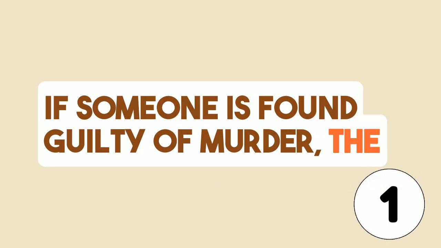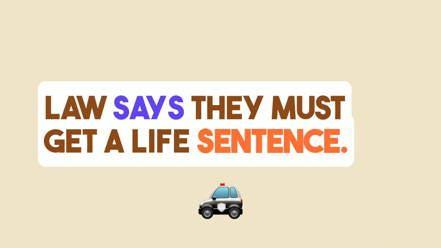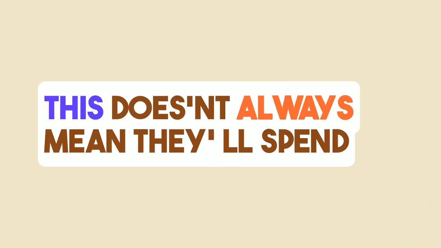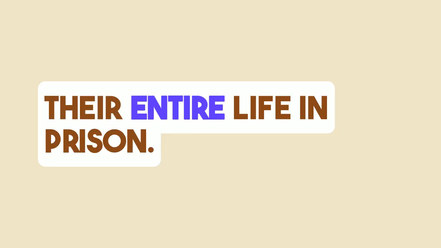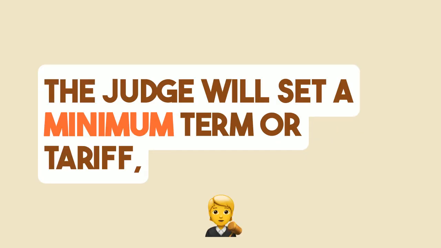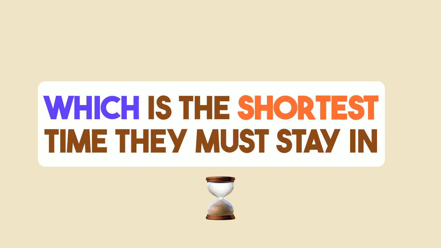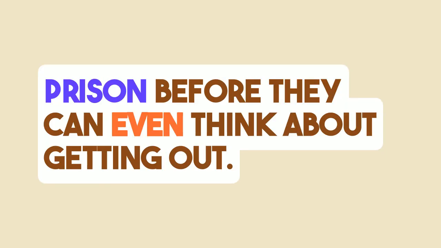If someone is found guilty of murder, the law says they must get a life sentence. But don't get confused. This doesn't always mean they'll spend their entire life in prison. The judge will set a minimum term, or tariff, which is the shortest time they must stay in prison before they can even think about getting out.